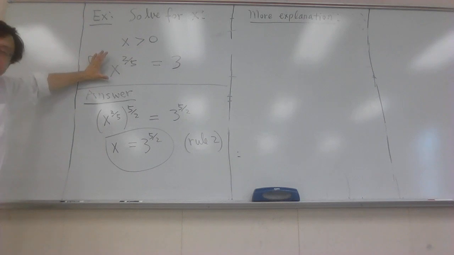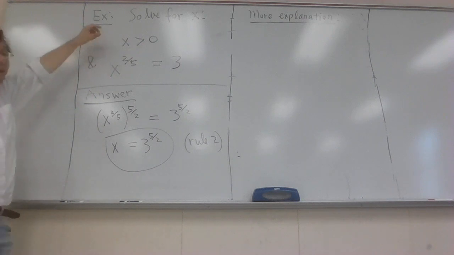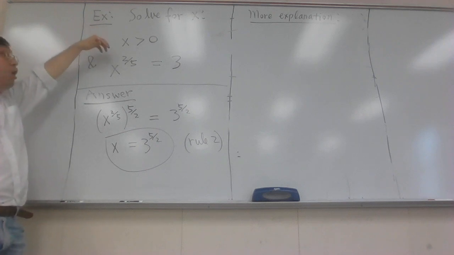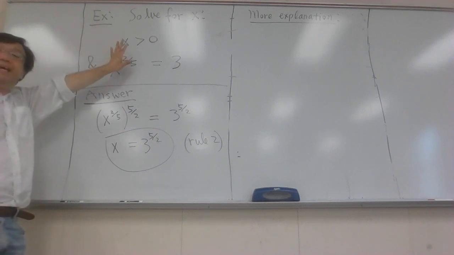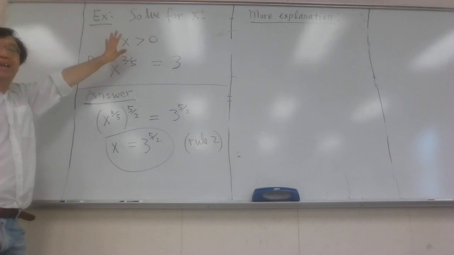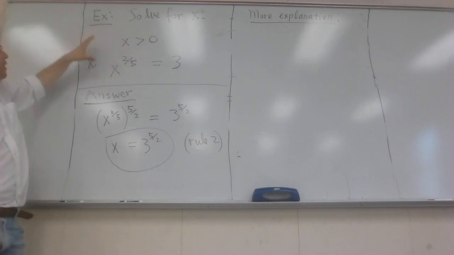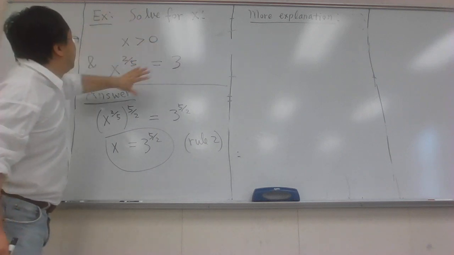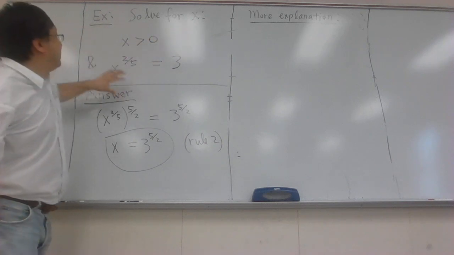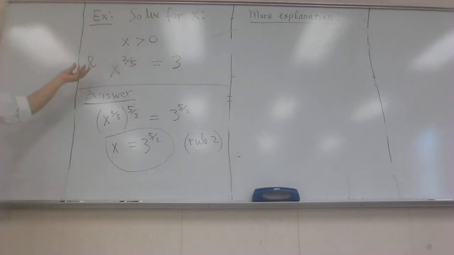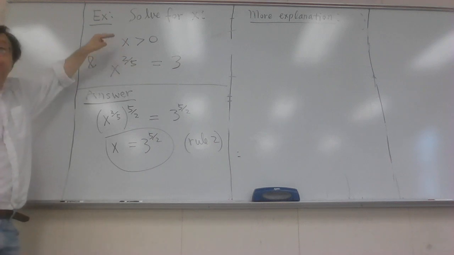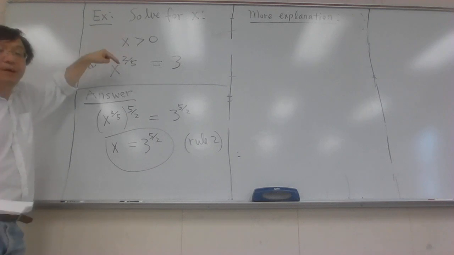So you want to isolate this x. To isolate this x, you want to make this 2 over 5 into a 1. You're given this stuff, and you want to solve for x. And x is the same as x to the power of 1. So you want to change this 2 over 5 into a 1.